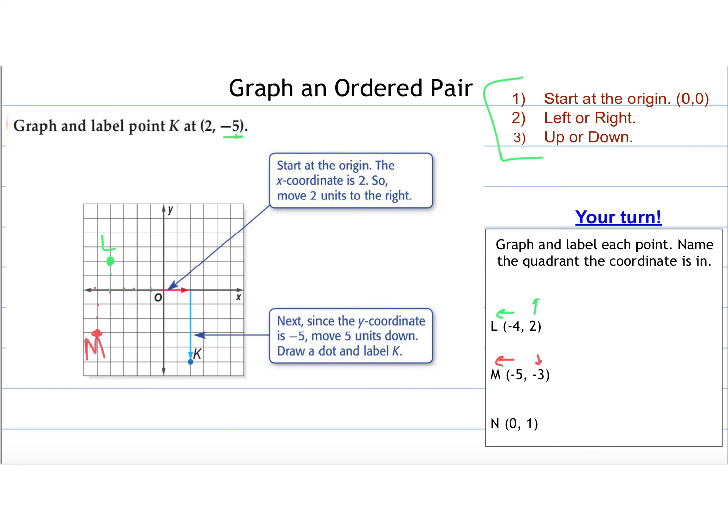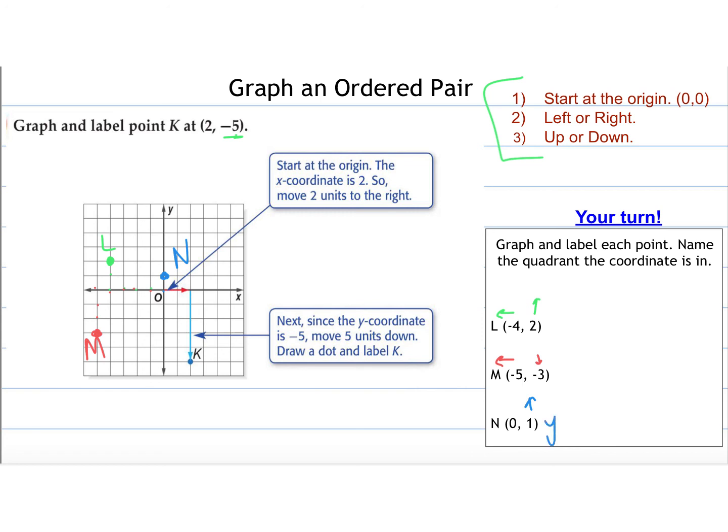And the last one, N. So 0, that first number again tells us left or right, but since it's 0, it means we're not moving from the origin at all. We're staying right there at the middle. And the second number, 1, is a positive, so from there we're going to go up 1 and plot the point and label it. Okay. And again, if we were to say where they're located, that one would be on the y-axis. It's not actually in a quadrant.